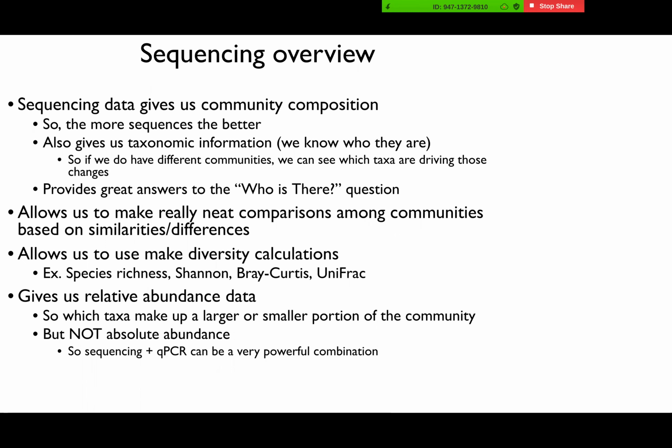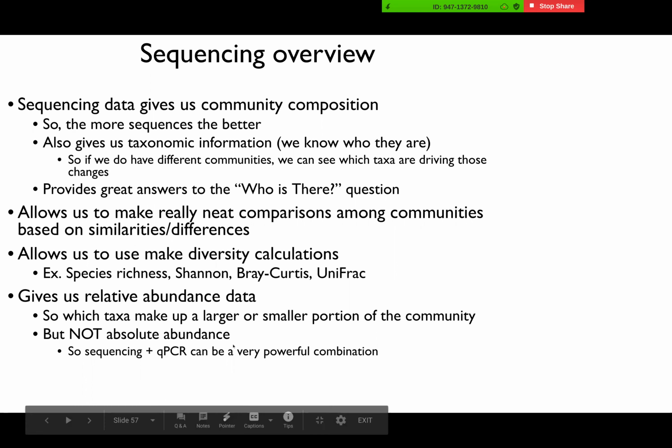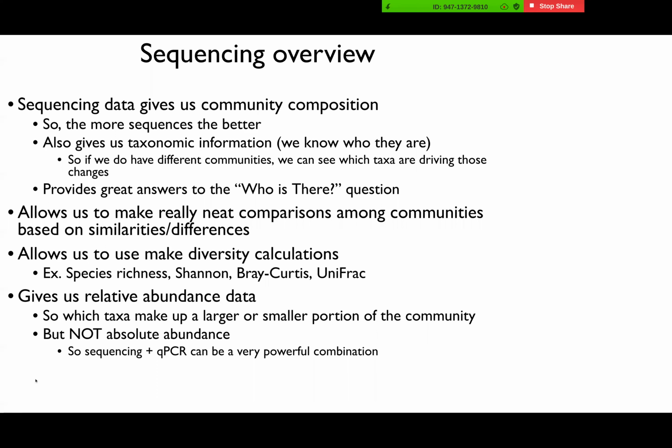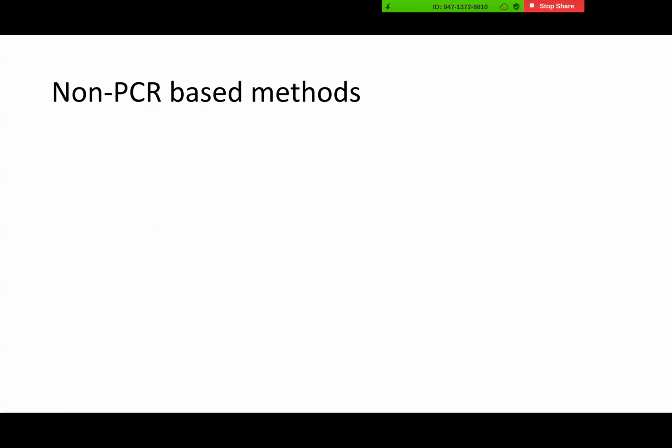Now, just as a reminder, and just to overview this, sequencing gives us community composition. So it answers the question, who's there? And we can use qPCR to tell us about how much, right? And sequencing, again, doesn't give us absolute abundance. It does give us relative abundance, but qPCR plus DNA sequencing is a really good combination to answer the questions of both who's there and how abundant they are.